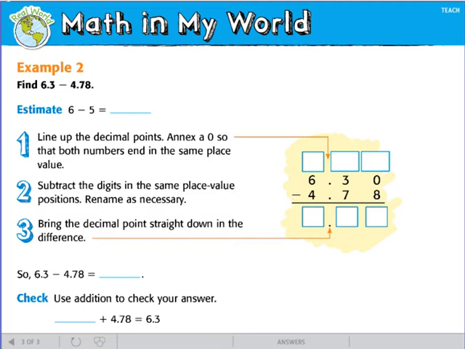Our next example is 6 and 3/10 subtract 4 and 78/100. First thing we do is if we estimate, that way we know about what our answer is going to be. All right, they've already rounded for us. 6 and 3/10 rounded to the nearest one is 6. 4 and 78/100 rounded to the nearest one is 5. 6 minus 5 is 1.